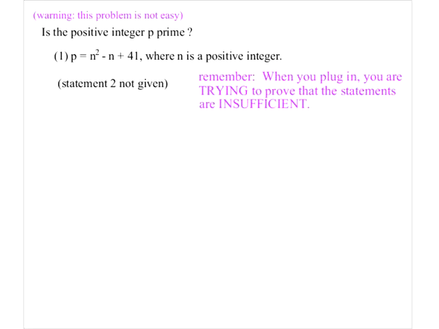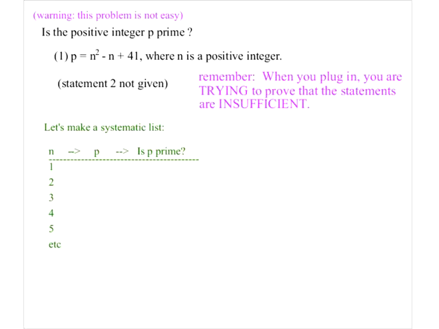Okay, so let's do this. P is n squared minus n plus 41, where n is a positive integer. So let's plug in values. Let's make a list. If we plug in n, then we can find all the p's, and then we'll answer the question. n is just any positive integer, so let's just start grinding those.